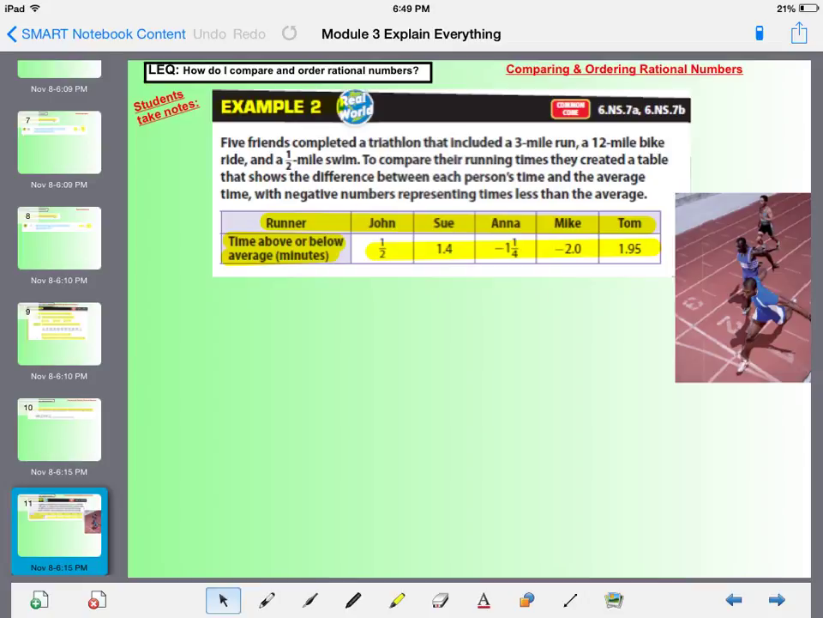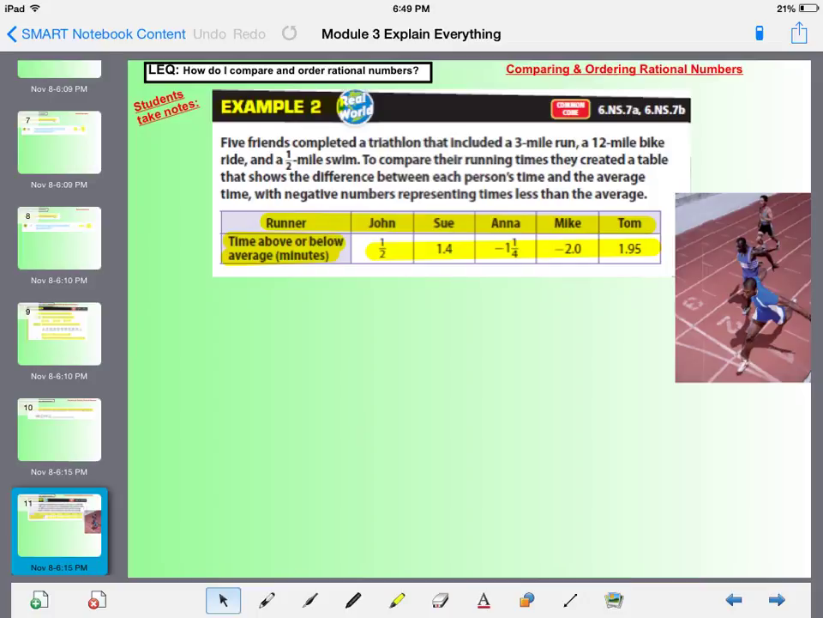And then the time above or below average in minutes, we have John at half a minute above. We have Sue at 1 4/10 minutes above. We have Anna at -1 1/4, so she was fast. And then we have Mike, who was at -2, so he was really fast. And Tom seemed to be at 1 95 hundredths.